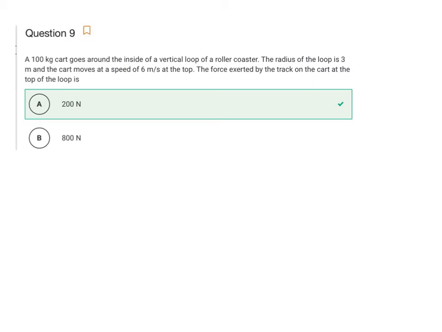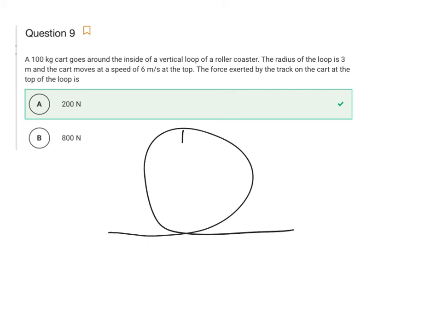Last problem, number 9, I think this is. So number 9, the 100-kilogram cart goes around the inside vertical loop of a roller coaster. So it's one of these problems where you've got a cart inside a vertical loop. The radius of the loop is 3 meters. And the cart is moving at 6 meters per second.